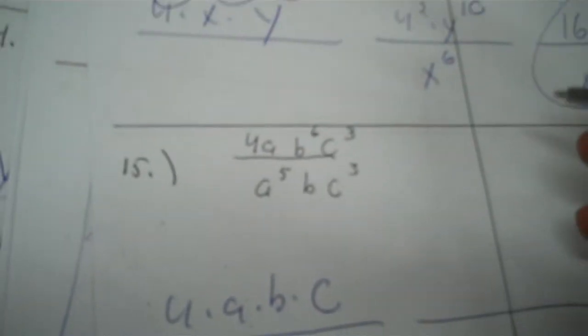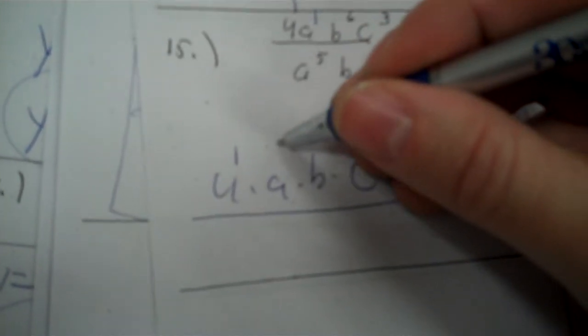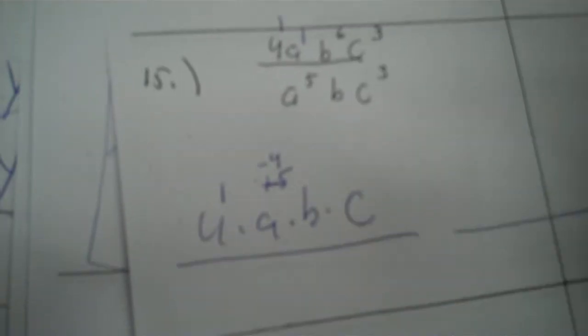15. You got 4 times a times b times c. Now on bottom I got a, b, and c again, but I already wrote them on top. I don't need to write them on bottom. 4 is to the first. Now nothing's in parentheses, so we just drop the exponents. Now a, there's 2 of them, okay? But this time they're being divided, so it's 1 minus 5, which is negative 4. Okay, it's minus.